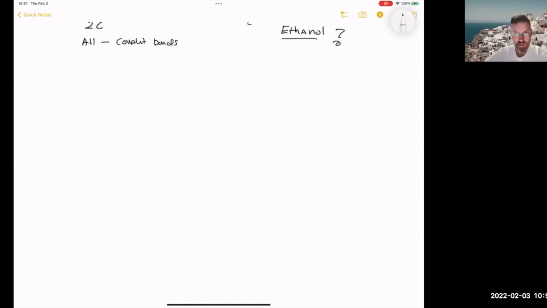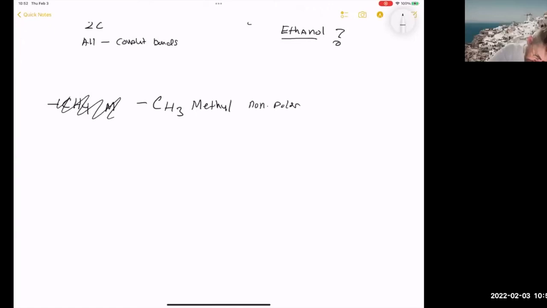Another functional group is a CH4. And CH4 is what we call, or CH3, excuse me, CH3 is what we call a methyl group. And when methyl groups get added, they tend to make things less polar. So they tend not to dissolve in water. So methyl groups tend to make things non-polar. So they don't dissolve in water as easily, but non-polar tends to dissolve in fats much easier.